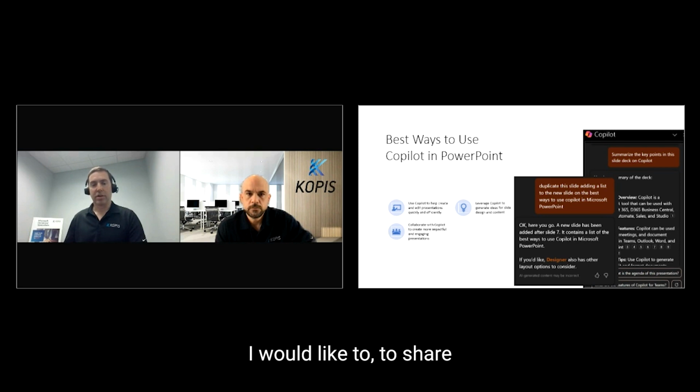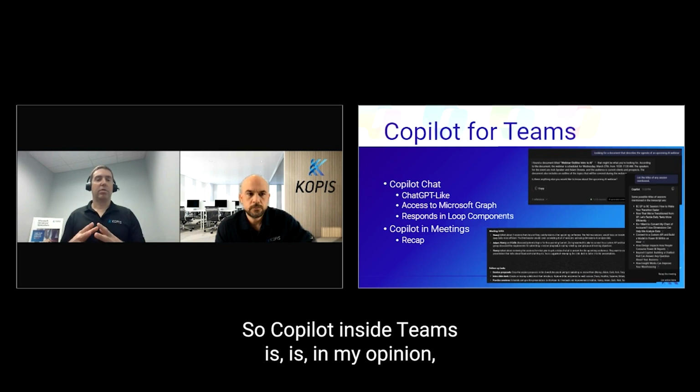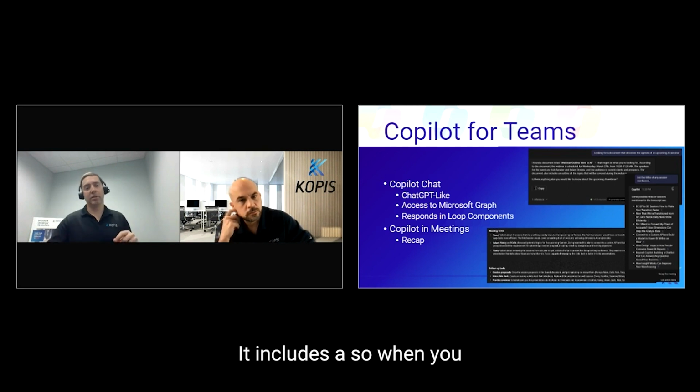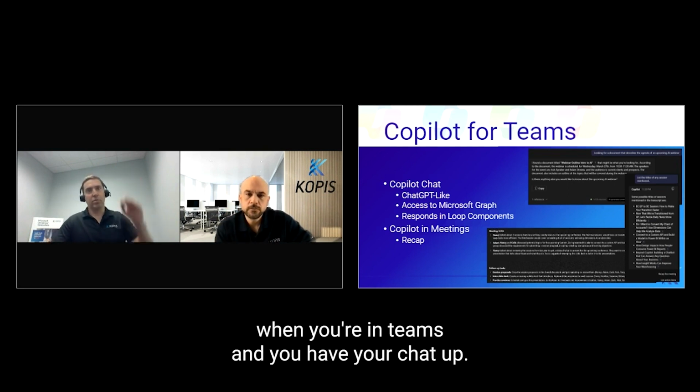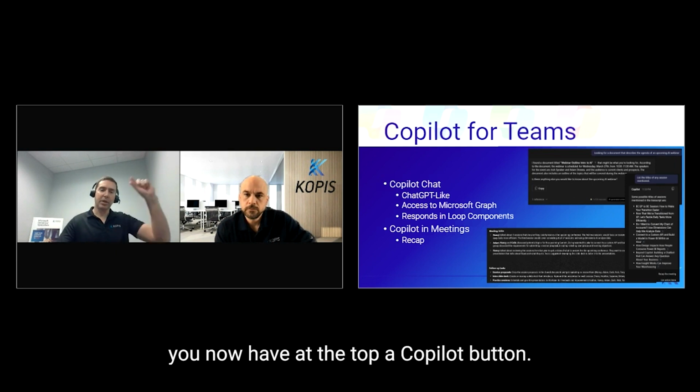I would like to share where I think it is the best. So Copilot inside Teams is, in my opinion, Microsoft's piece de resistance for the M365 version of Copilot. So when you're in Teams and you have your chat up, where you're chatting with any of your team members within your organization, you now have at the top a Copilot button.